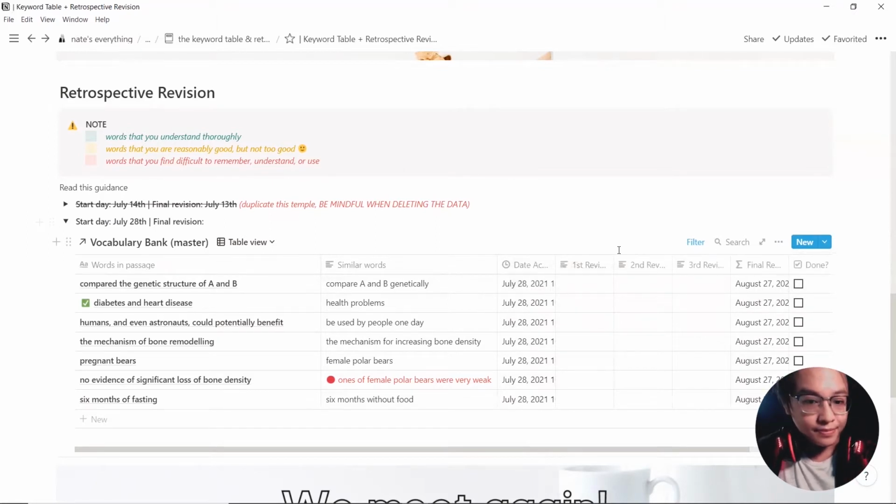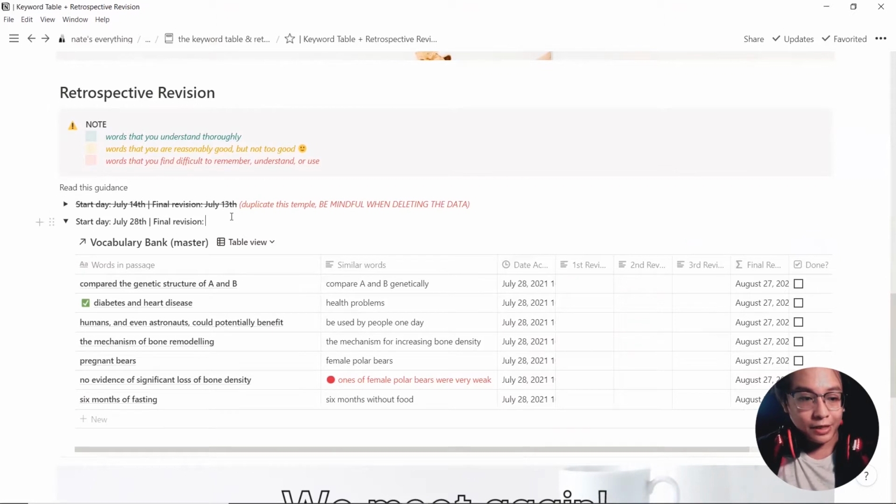After you do all the filters, you have a table like this, with all the words that are already ticked in the retrospective column. Then you look at the final revision. For this one, it's also a formula, so it's automatic. It will be on August 27th, exactly 30 days after this one. So you have literally a month to study.